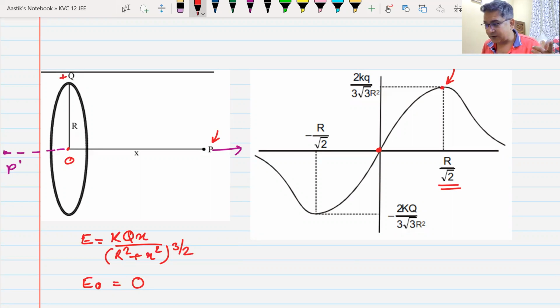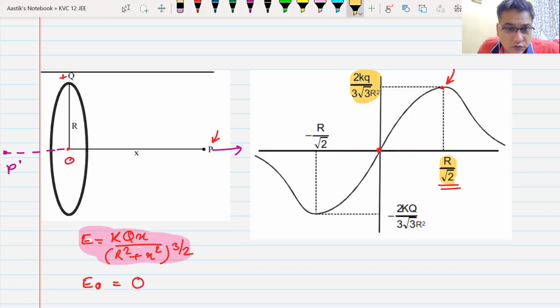And how do I get this electric field maximum? There is no hidden agenda here. You just differentiate this electric field, which is the electric field as a function of x, equate it to 0, and you get the value of distance as R by root 2. You may also know that the value of this maximum electric field is 2kq by 3 root 3 R square. Draw this graph, keep it in a safe place where you can take it out and use it. This is the electric field due to a full ring.